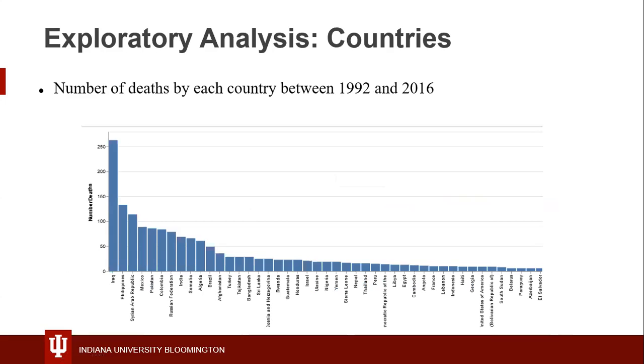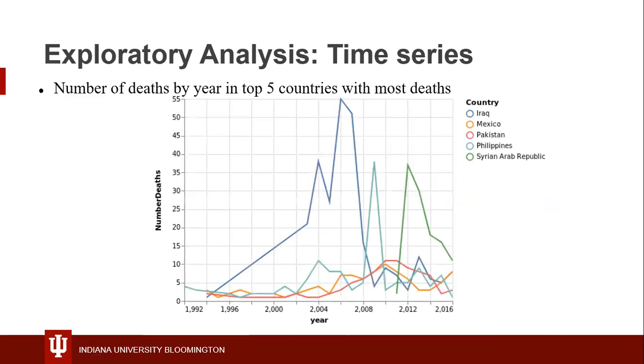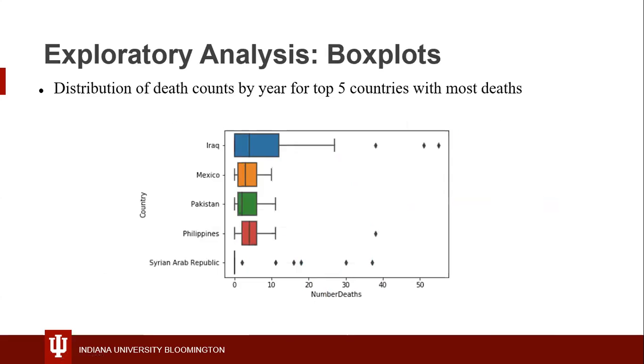In this bar chart, we can see the number of deaths through the countries. Iraq is the country that has the most deaths, followed by Philippines, Syria, and Mexico. In this time series, we show the 5 countries with most deaths. Mexico and Pakistan have an increasing trend, while the other countries have peaks that show specific events.